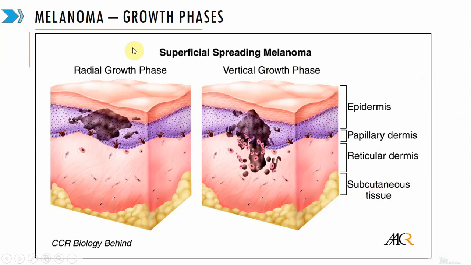Melanoma is characterized by different growth phases. These growth phases may be either radial in nature or vertical. In the radial growth phase, the atypical melanocytes will migrate in a horizontal manner, whereas in a vertical growth phase, these atypical melanocytes show infiltration into the underlying connective tissue.